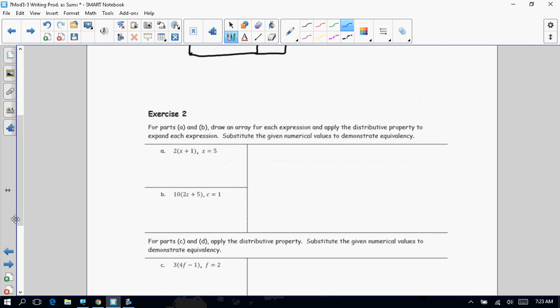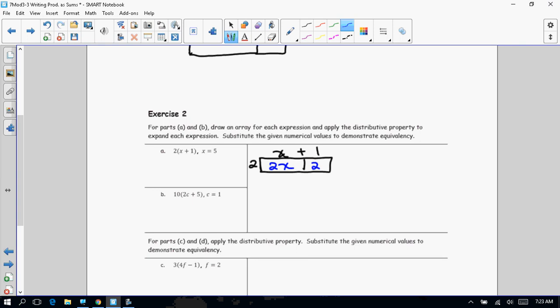For parts A and B, draw an array like we just did and apply the distributive property to expand each expression and then substitute it in just to prove that they're equal. So what we're going to do, we're going to start off by drawing 2 times what? x plus 1, right? So this is just 2 times x, or 2x, and the other place is 2 times 1, which is 2. Okay?